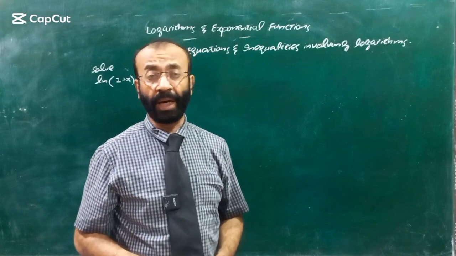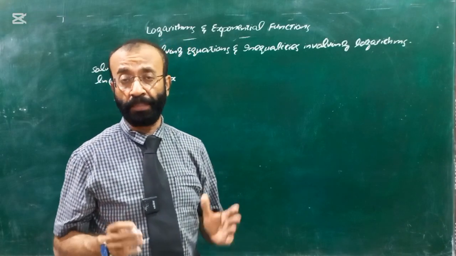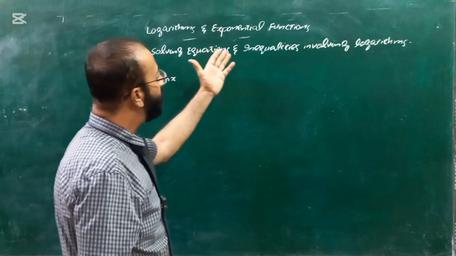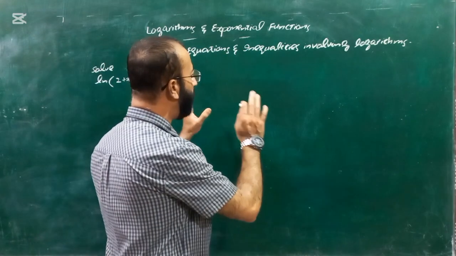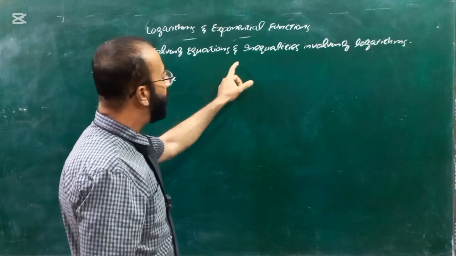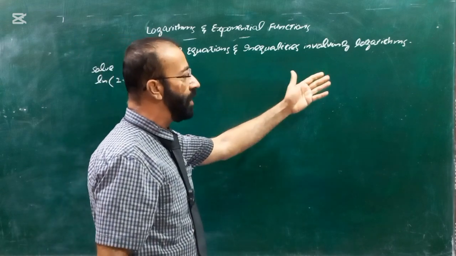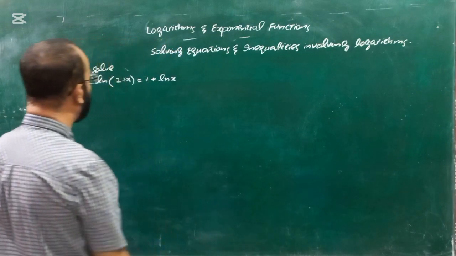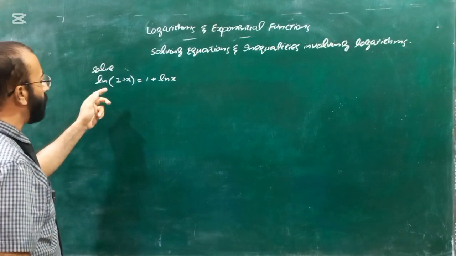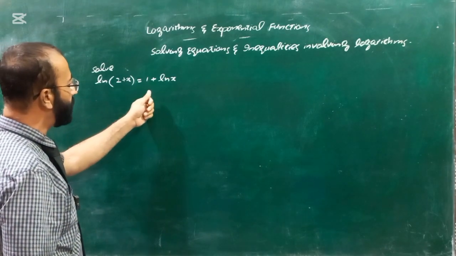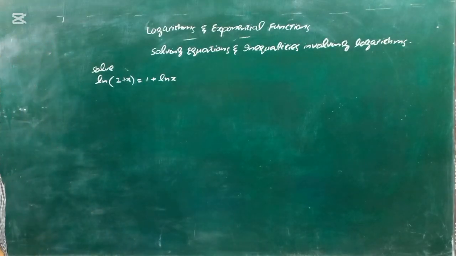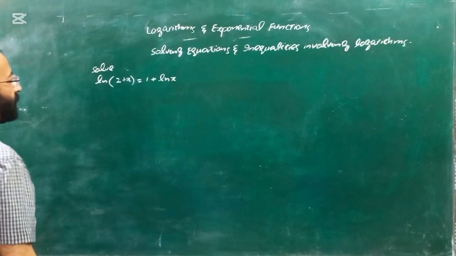Good morning, students. Our topic today in the subject of Pure Mathematics 3 is logarithm and exponential function. In this topic, the subtopic is solving equations and inequalities involving logarithm. So here is a question. The statement is: solve natural log of 2 plus x is equal to 1 plus natural log of x. This is what is required to be solved.